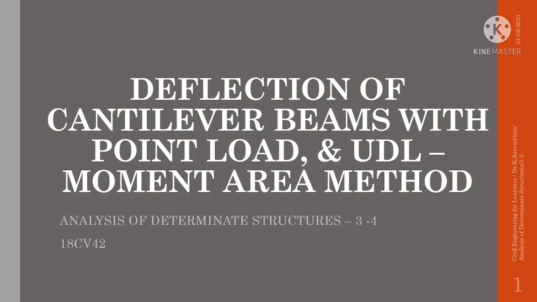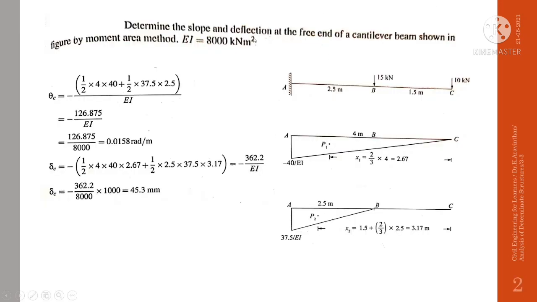using the moment area method. Determine the slope and deflection at the free end of a cantilever beam as shown in the figure by the moment area method. When you compare a simply supported beam and a cantilever beam, it is easier to calculate the slope and deflection because there is less analysis work. Here you need not find the reactions; you can straight away take the bending moment and use theorem 1 and theorem 2. Hence the calculation of reactions is reduced here.